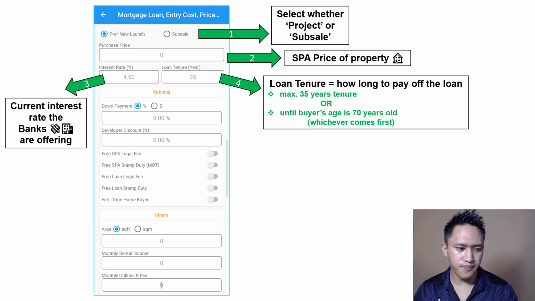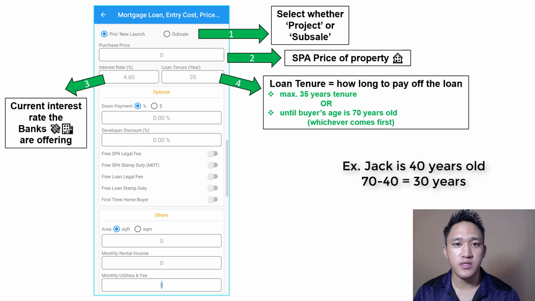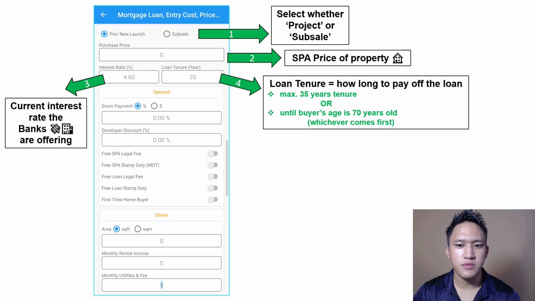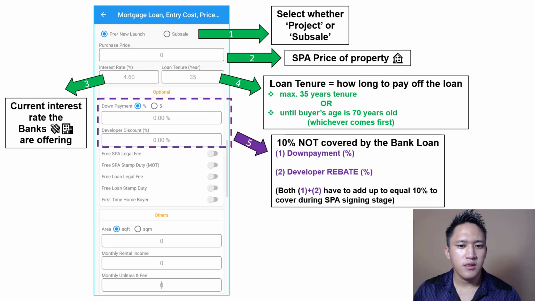Now here's the rule. Maximum the banks can allow is 35 years or until your age is 70 years old. So whichever comes first. So let's say, for example, if your age is 40 years old, maximum loan tenure is only up to 30 years, because plus 30 years, you're 70 years old. I hope that makes sense.